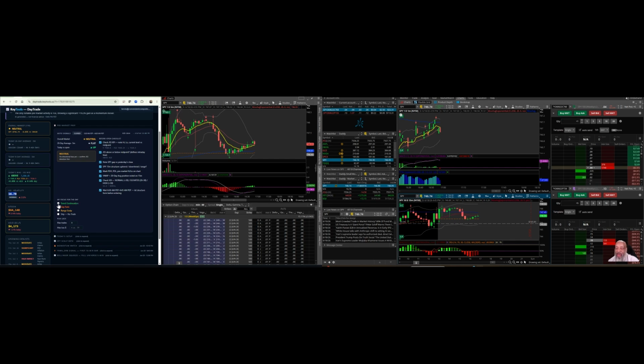So I'm gonna just click this button. All I'm doing is telling myself, I'm writing it down. If you write it down, you kind of follow it. Okay, how many trades I'm gonna do? I'm gonna do a maximum of 5 trades.